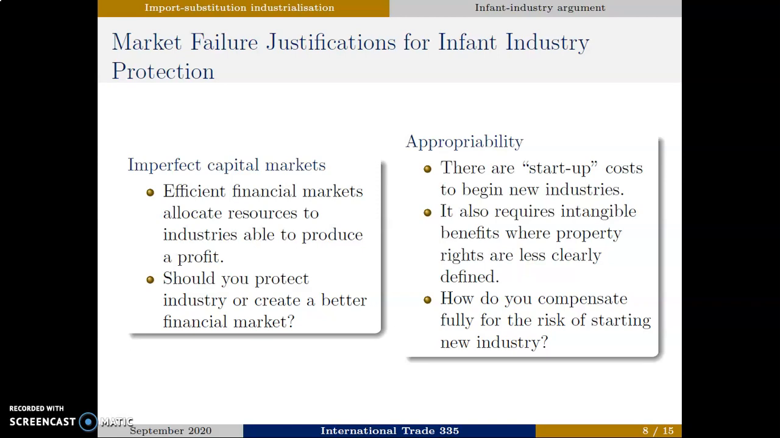The appropriability argument is how to cover the costs of industry when it starts. There are startup costs when a new industry starts. These costs do not only include the physical infrastructure that must be developed, but also the intangible assets like ideas and knowledge. How do you measure and pay for these startup costs?